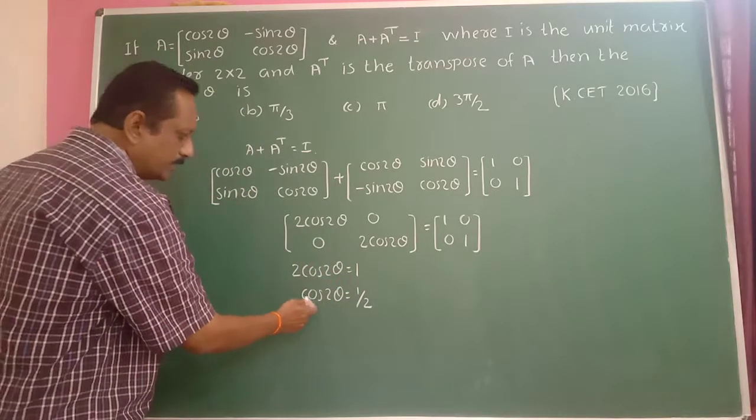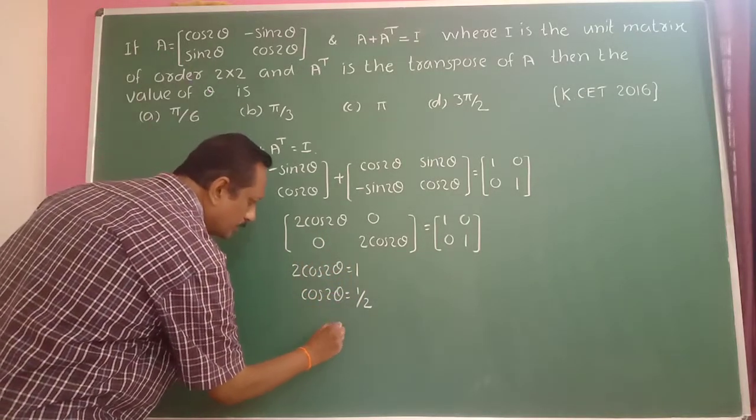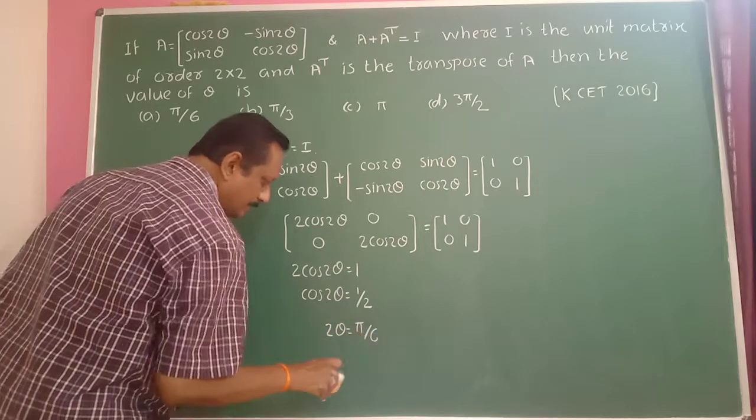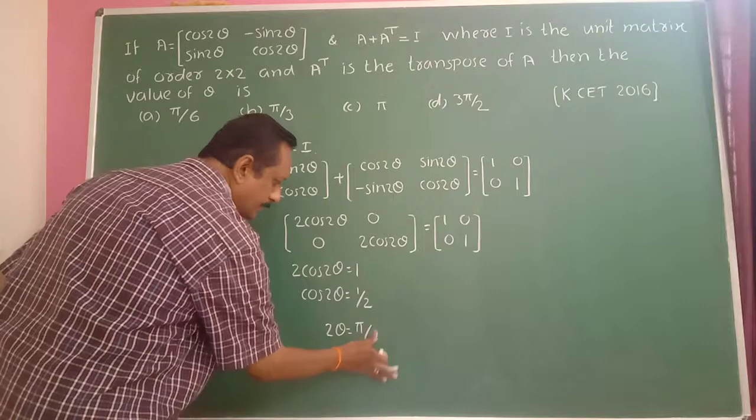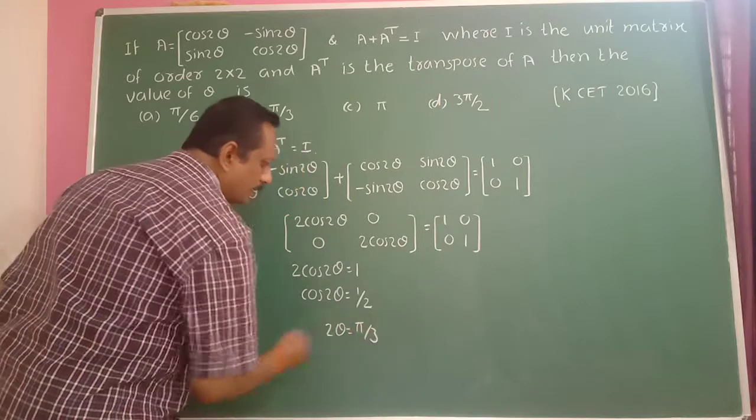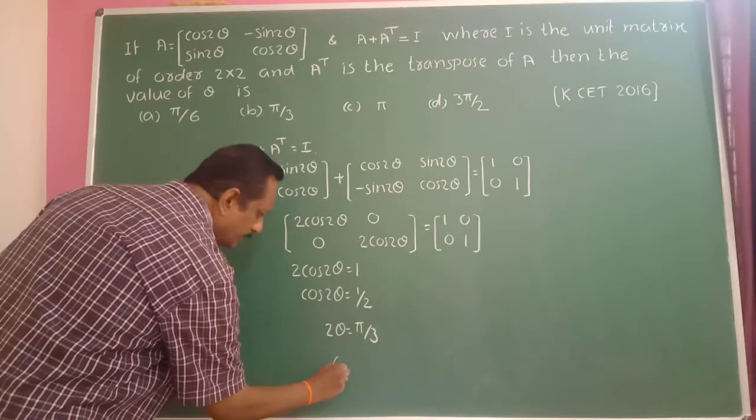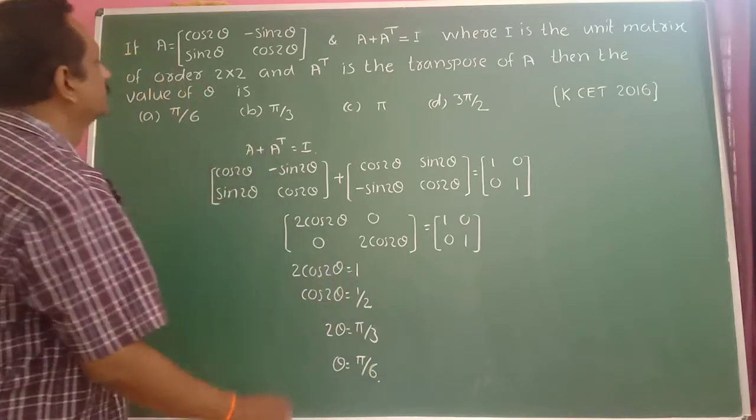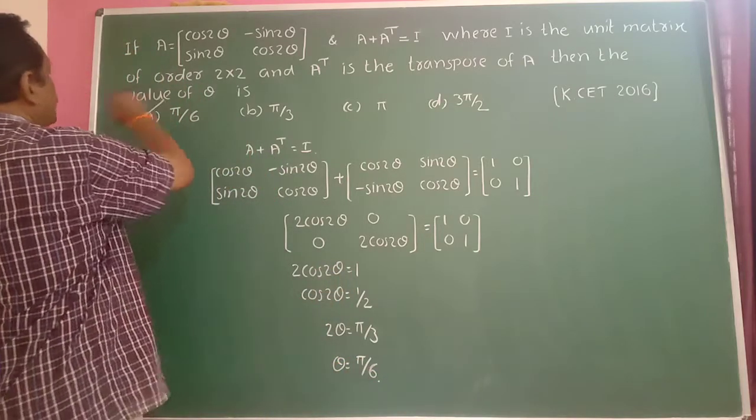If cos 2 theta is 1 by 2, then 2 theta is equal to what here? 5 by 6 here. Sorry, pi by 3, 60 degrees. Take to the right hand side here. So theta is equal to pi by 6 here. So pi by 6, the first option is correct. Pi by 6.